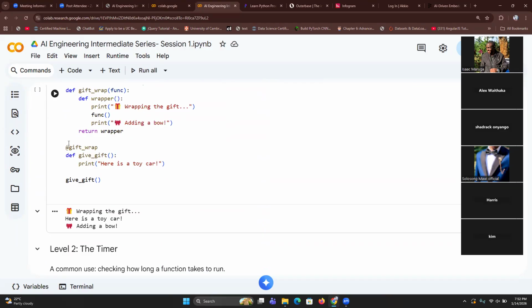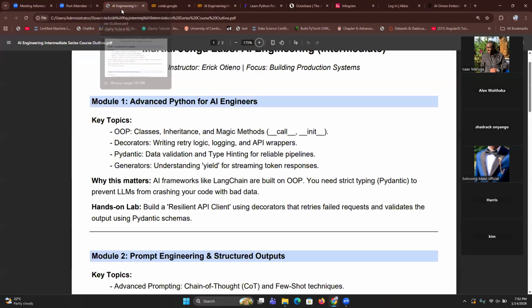I hope you can see this @ symbol in most of the more advanced programs. They are basically called decorators. You're going to see why they are very useful and why we need to discuss them at this level. We are also going to do Pydantic, whereby now we can do data validation.